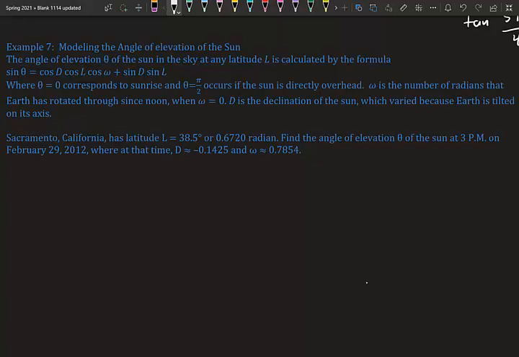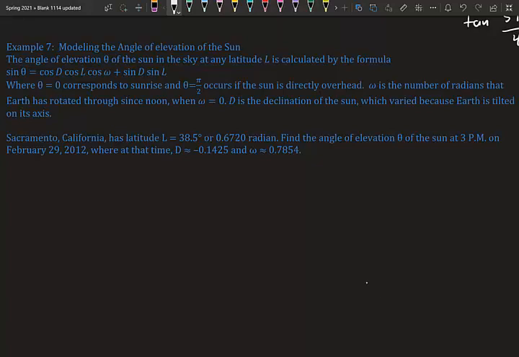Omega, which we just say W, is the number of radians that the Earth has rotated through since noon, where noon is W equals 0. D is the declination of the sun, which varies because Earth is tilted on its axis. Sacramento, California has a latitude L of 38.5 degrees or 0.6720 radians. Find the angle of elevation theta of the sun at 3 p.m. on February 29, 2012, where at the time D is approximately negative 0.1425 and W is 0.7854.